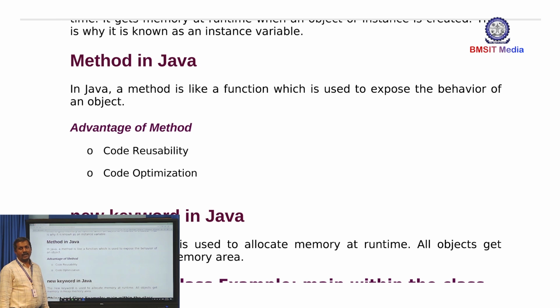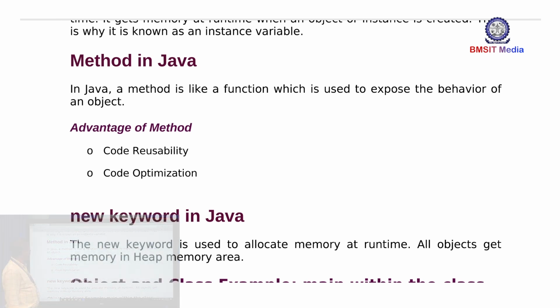I can create a method to input the value to the object and print the value from the object. I want to do some kind of manipulation using the object. Everything can be done with the help of the method. A method in Java is like a function which is used to expose the behavior of an object, that is, how dynamically we can use the object. For different operations and purposes, that is possible with the help of the method.